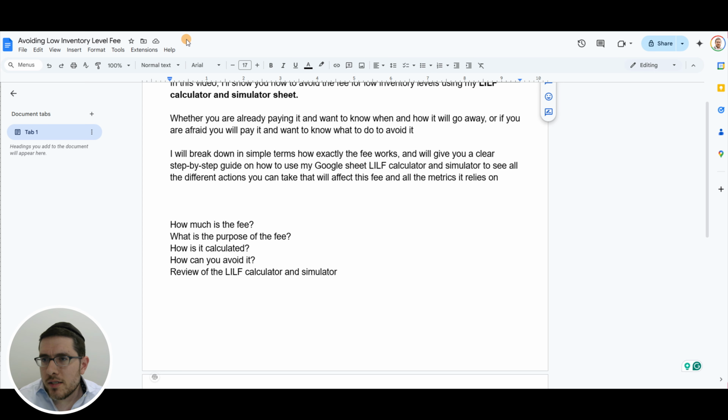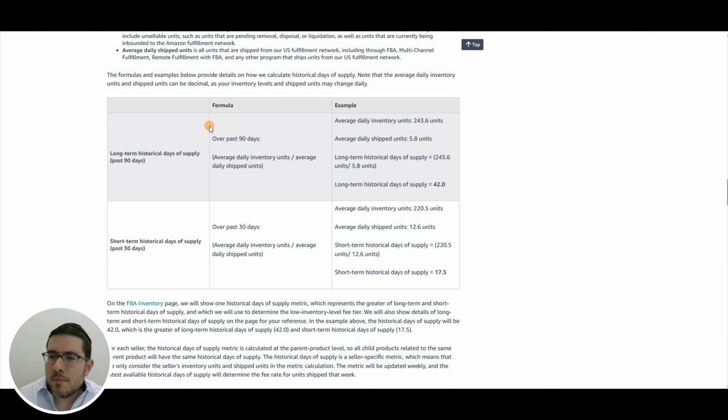How is the fee calculated? So this part is a bit confusing. Amazon uses two metrics to calculate the fee, and these are new metrics they introduced for these fees. The metrics are average daily inventory units and average daily shipped units. So over a period of time, either 30 days or 90 days, they will look every day at how many units you had in inventory and how many units you shipped that day, and then they will create averages. So the first average will be over 30 days. They will look at how many units you had in stock on average, and on average, in the past 30 days, how many units you shipped.